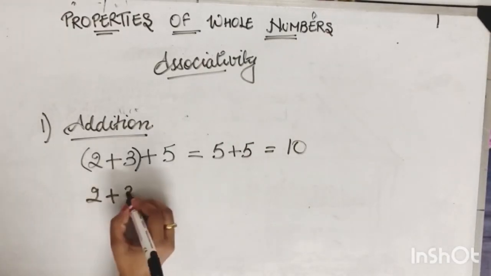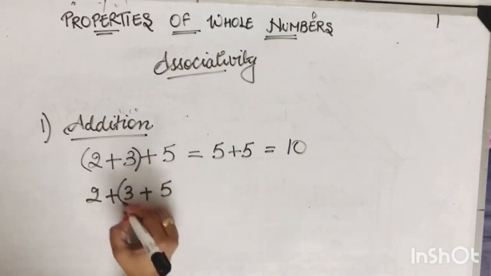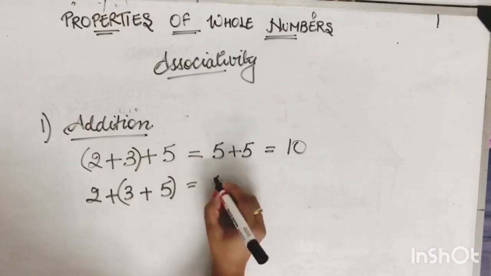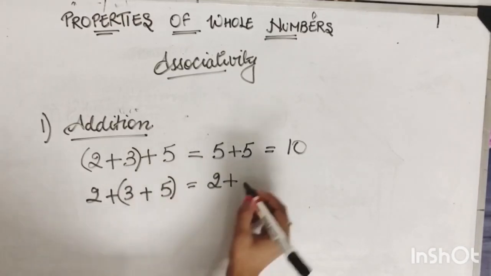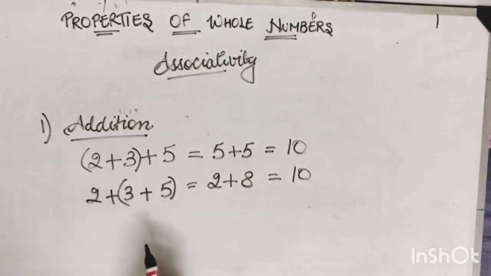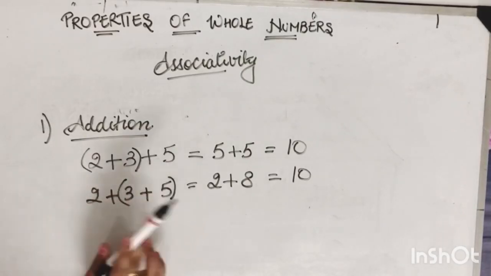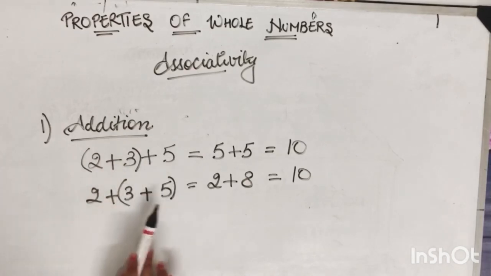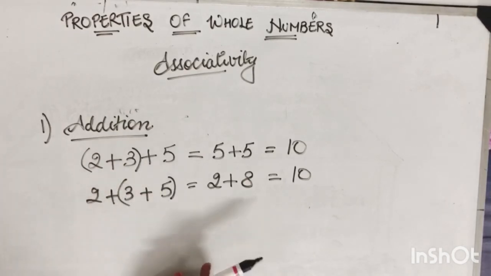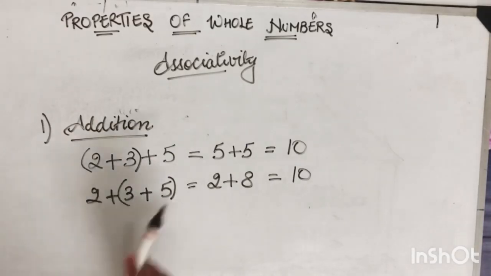Now again 2 plus 3 plus 5. We can also add last two numbers first. So 2 will remain as it is. 3 plus 5 will become 8 and 2 plus 8 is 10. So it means you can add these numbers in any order. You can add first two numbers first and then the third one. Or you can add last two numbers first and then the first one. Answer will remain same. So whole numbers are associative under addition.